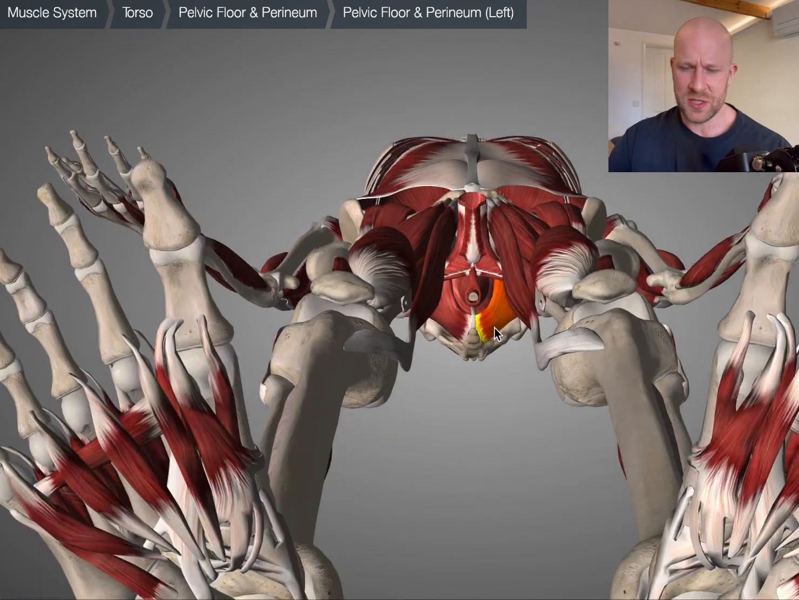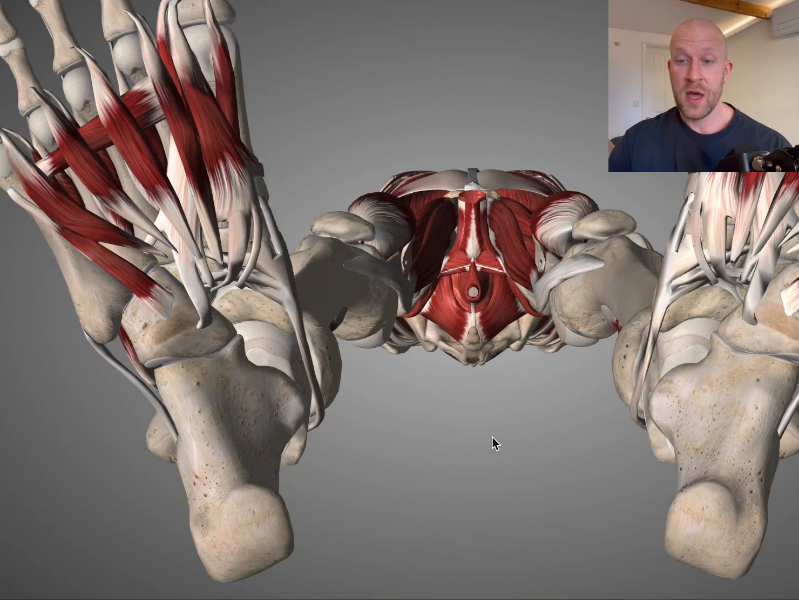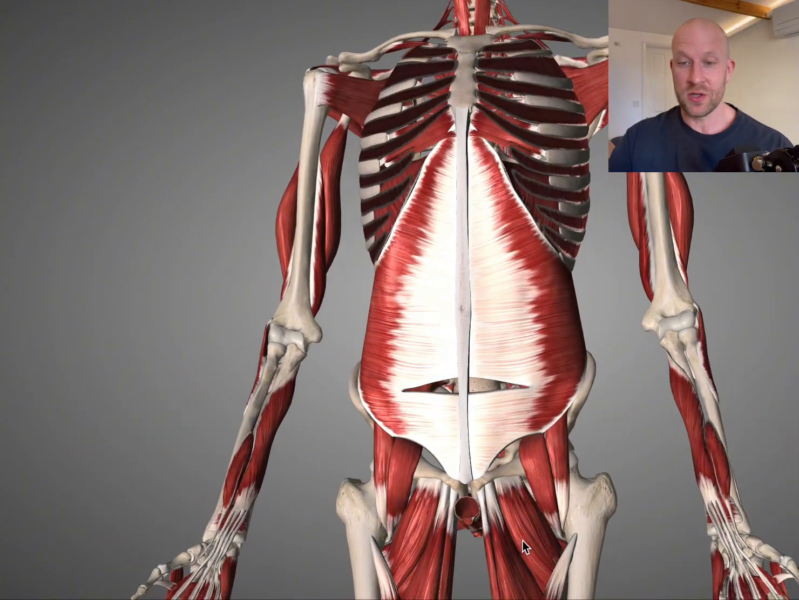So iliococcygeus. You could write a whole thesis. You could do a PhD, and there have been many, many books written on the muscles of the pelvic floor. Just know that they contain the visceral contents, so they provide a floor, as would be indicated by the name, to the abdominal contents. And we need this working in conjunction with the diaphragm and transverse abdominis to be able to give us the intra-abdominal pressure that we need.